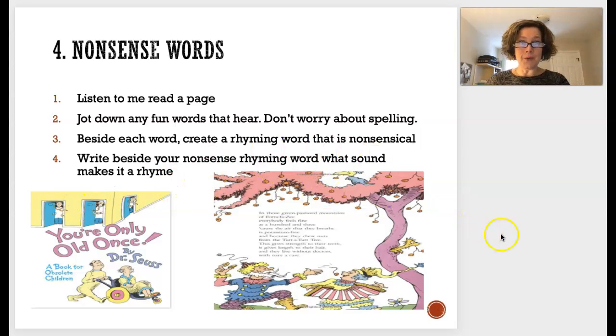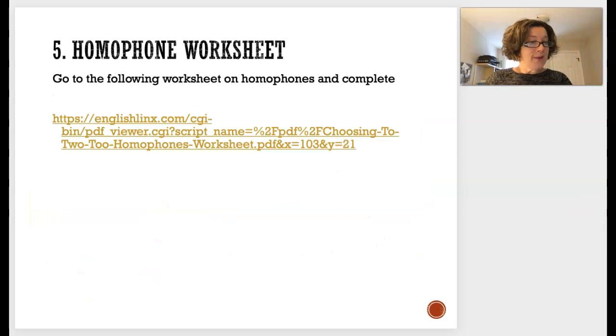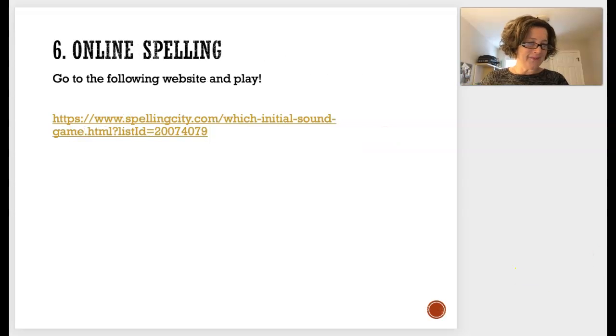Okay, so do that one, and then talk about philosophy, pros and cons. I want you now to go to this worksheet page on homophones and complete one of them. Just pick a page and actually complete one of them, and then again do pros and cons, philosophy. And this one is a fun one. Go online, go on this website, and actually play some of the games on here. This one is called Initial Sound Games. Have a good time playing this. And again, talk about philosophy, pros and cons.